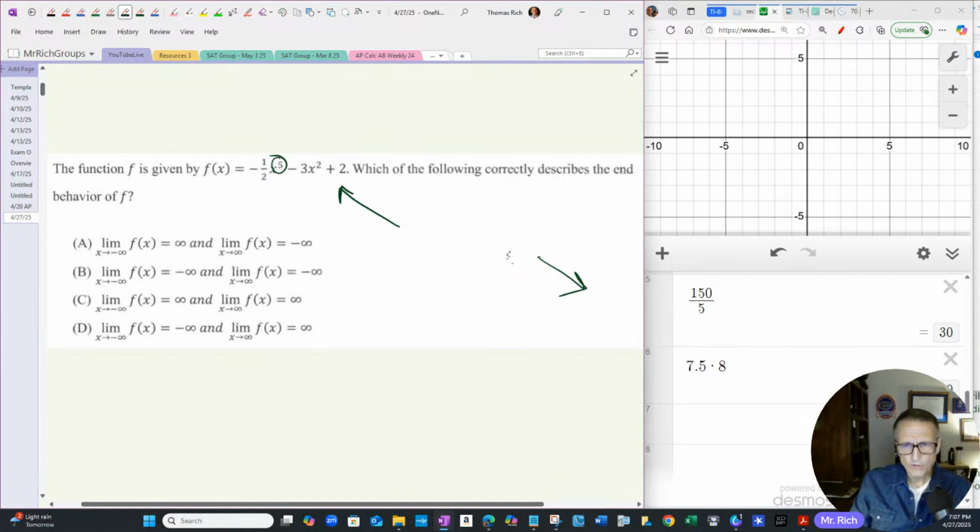So that means as x goes to infinity, the y values are going to -infinity, and both of these answers have the correct right end behavior. And then as we go out to the left, as x goes to -infinity, the y values are going towards positive infinity. So A is going to be my answer.